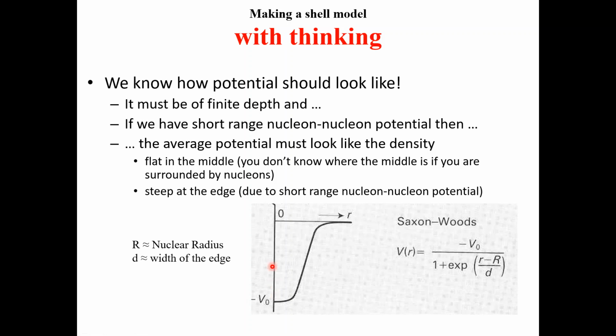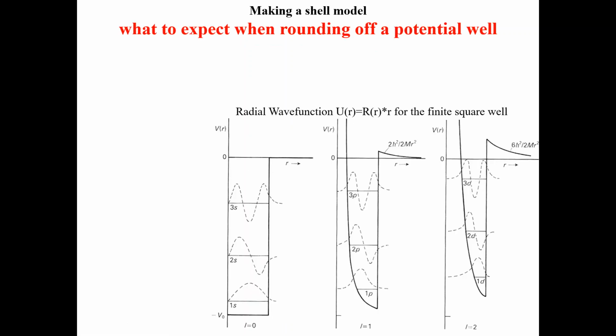Here, you remember, this is the nuclear potential according to Saxon-Woods. So this is the relation for the potential. Here R in this relation is the nuclear radius, and D is basically the width of the edge. So let's see what we have. Here, what we expect when we round up a potential well. Just like you can see here, these are the potential wells at different values of L, that is, L is equal to 0, L is equal to 1, and L is equal to 2.